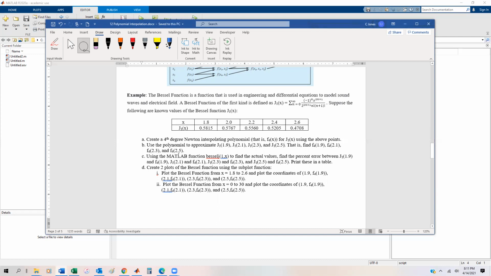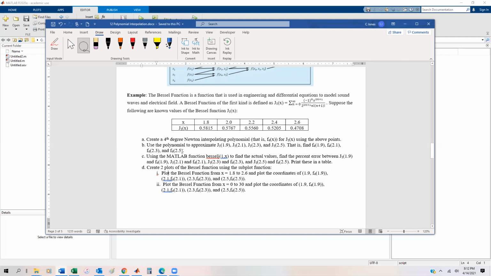Then we're going to compare it using MATLAB. MATLAB has a function besselj, of the first kind, where you could just substitute back in for x. So if I wanted to know the exact value of Bessel J first order at 1.9, I would just substitute 1.9 in for x. And then we're going to find the percent error. We'll print them in a table. And then finally, we're going to create a couple plots. Let's plot the overall Bessel function and then the Bessel function with the interpolated points. We're going to hope that the interpolated points are pretty close, if not on the Bessel curve.